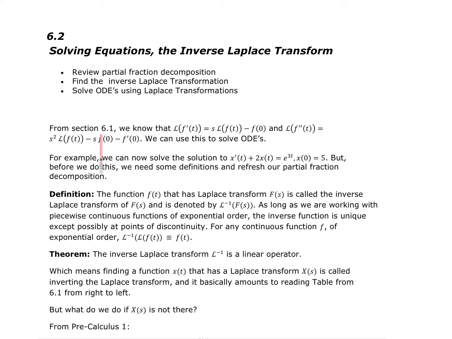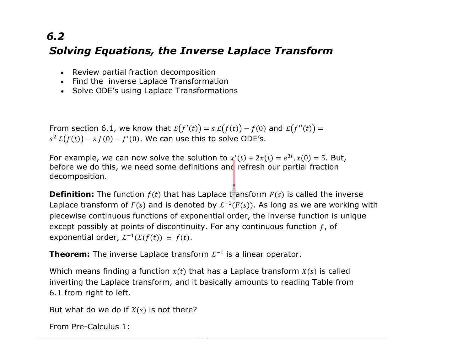So we know from our previous video, 6.1, that the Laplace of f prime of t would be equal to s, the Laplace of f of t, minus f of 0. And the Laplace of the second derivative would be s squared Laplace of f minus s multiplied by f of 0 minus f prime evaluated at 0. And we can use this to solve our ordinary differential equations.